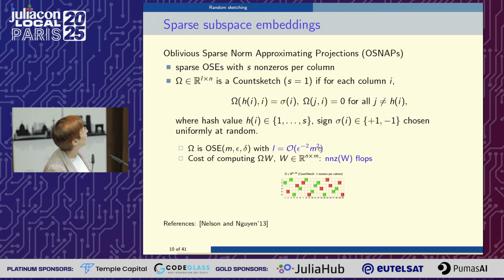And there is a nice theoretical result which shows there is a trade-off between increasing the number of non-zeros here and decreasing this term here. So I can decrease m squared to some m polylog m, but then I have to increase the number of non-zeros to, for example, logarithmic in n. So there is this trade-off.